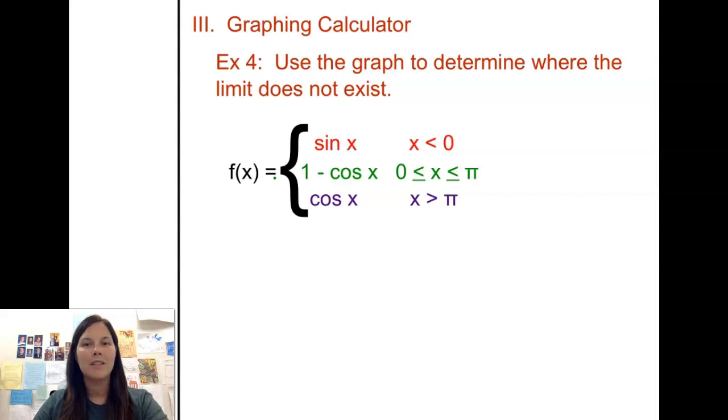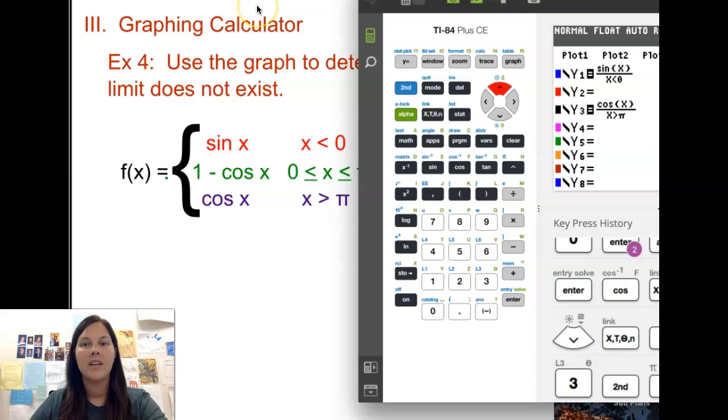Our last example is graphing a piecewise function with a graphing calculator. You probably haven't done this before, so I'm going to walk you through it. In order to save a little bit of time, I do have the red function typed in, so sine of x when x is less than 0. So notice I used that fraction that we saw in the last video. The function goes in the numerator and the constraints go in the denominator. I'll show you how to get the inequality symbols in when we put in the second one.